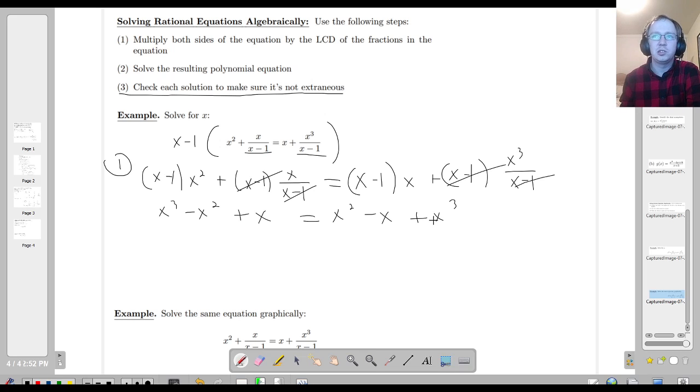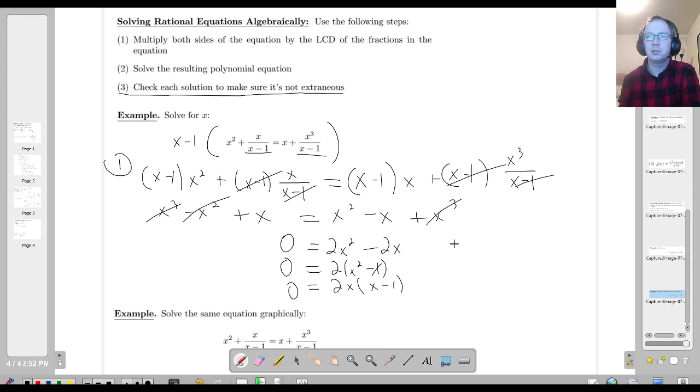So let's get everything over to one side of the equation. I'll subtract x cubed from both sides. Not so bad. Let's add x squared to both sides. And then let's subtract x from both sides. Well, I can solve that. This is 2x squared minus 2x equals 0. I'm just going to solve this the way I normally would. So I'll factor out a 2, and then I'll factor out an x. Or I could have just factored out 2x from the beginning.